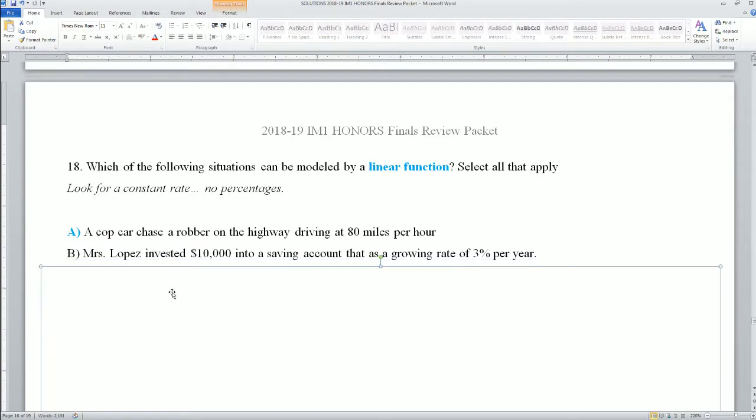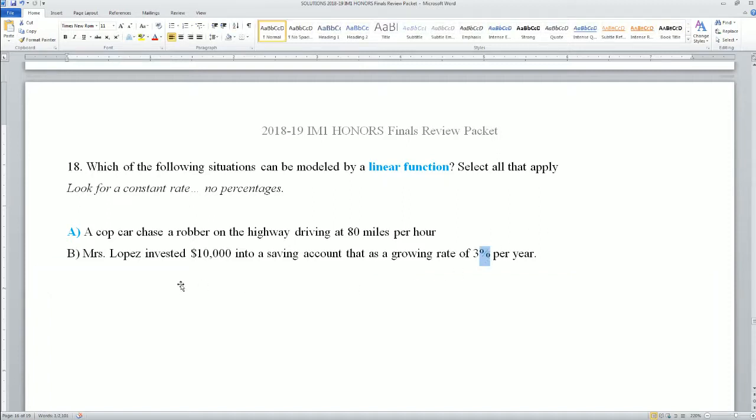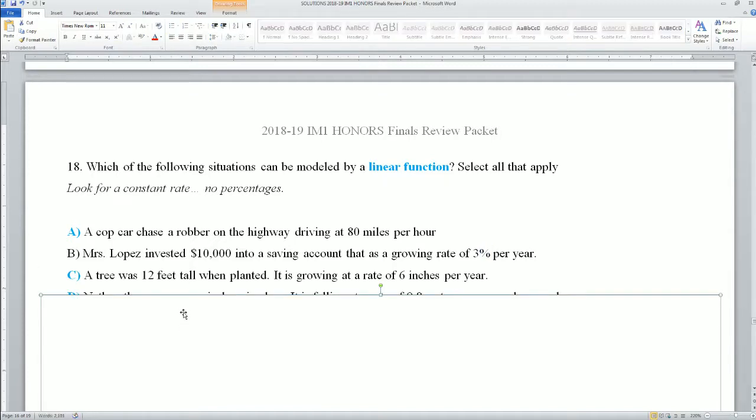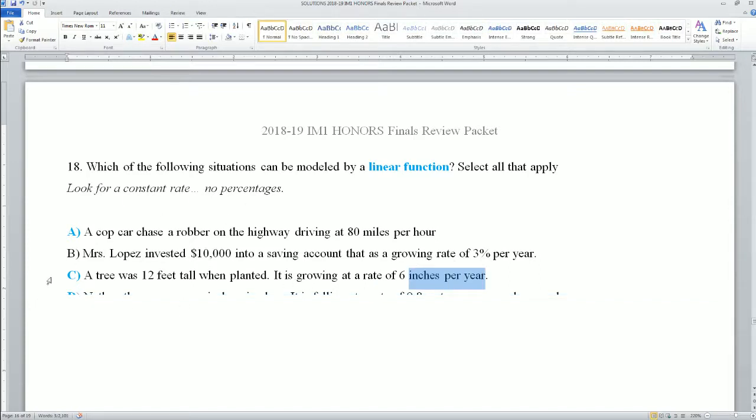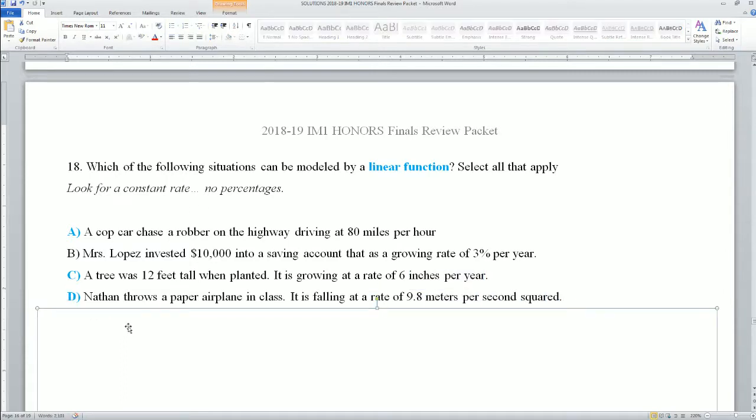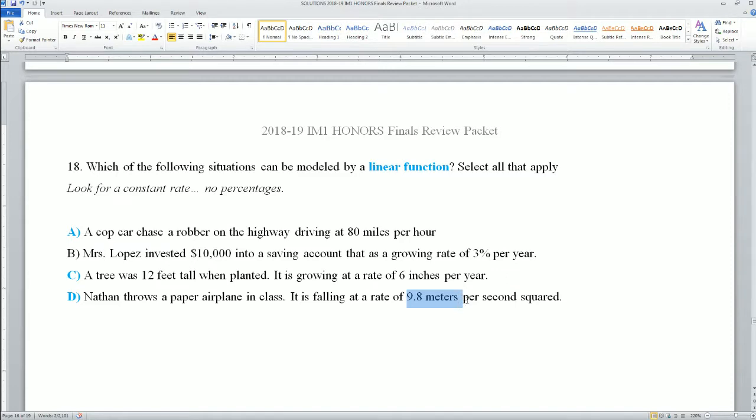B. Mr. Lopez invests $1,000 into a savings account that grows at a rate of 3% per year. Do you see the percent here? Bad. Nope, not linear. C. A tree was 12 feet tall when planted. It grows at a rate of 6 inches per year. With the word per, there's no percentage, so we would say that is a constant rate. So C is a valid answer. D. Nathan throws a paper airplane in class. It falls at a rate of 9.8 meters per second squared. Again, 9.8 meters per second, even though they say squared, it is still a constant rate.